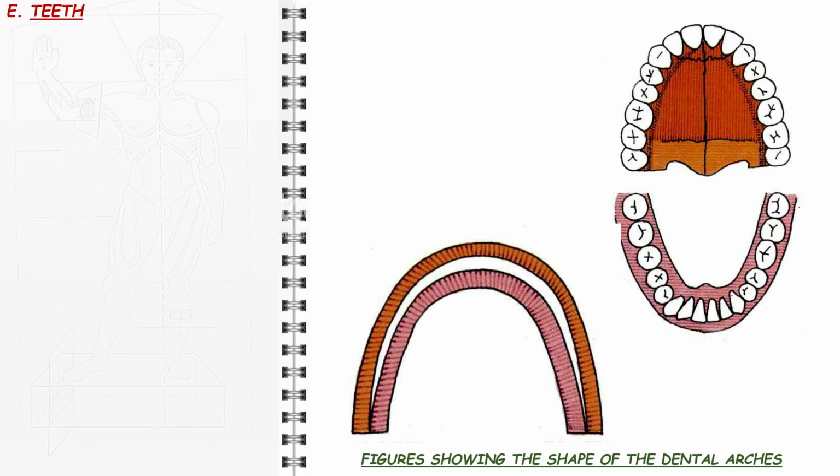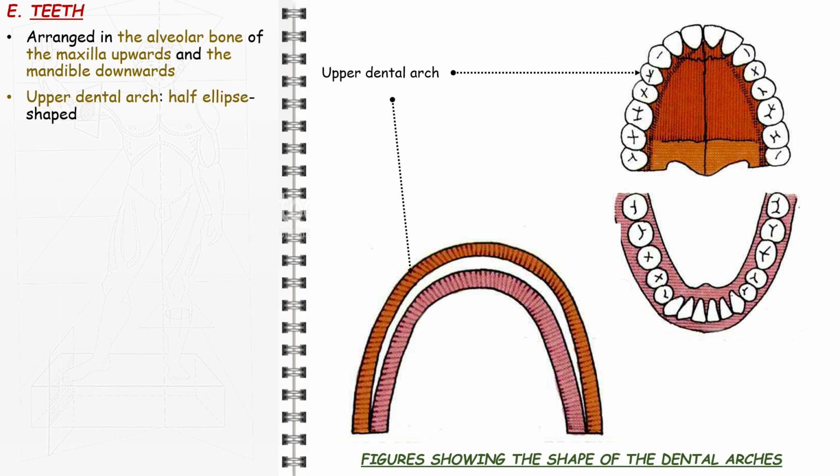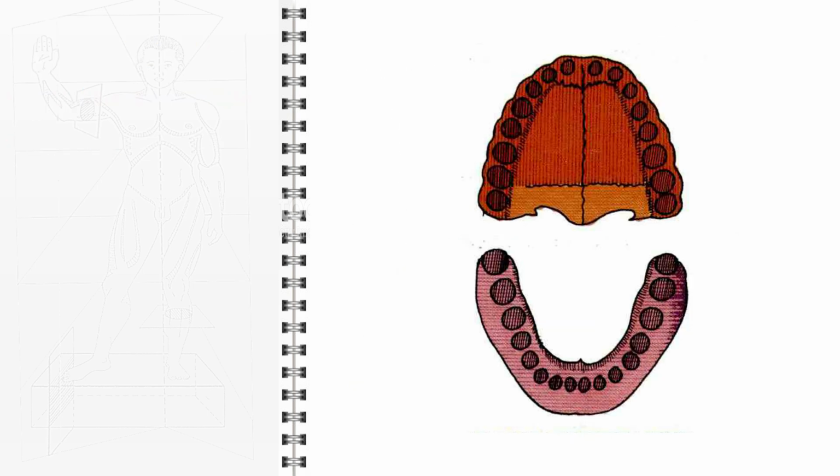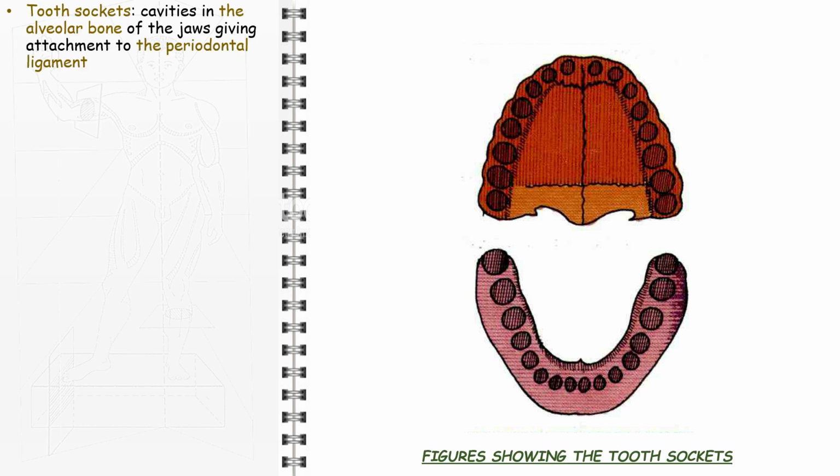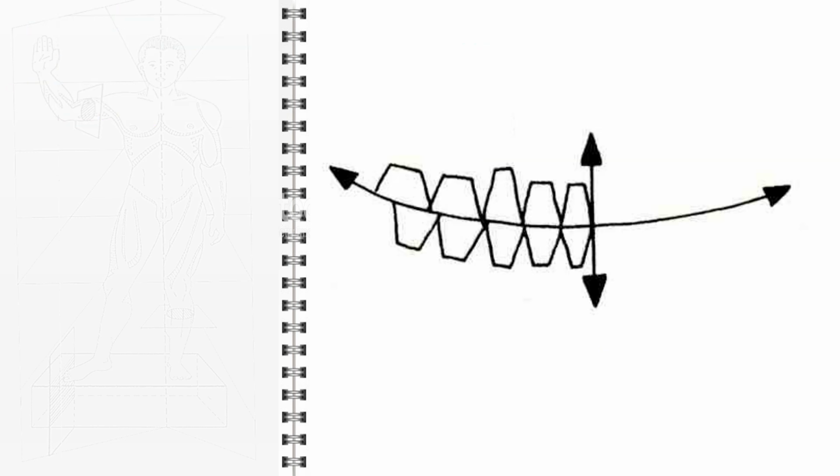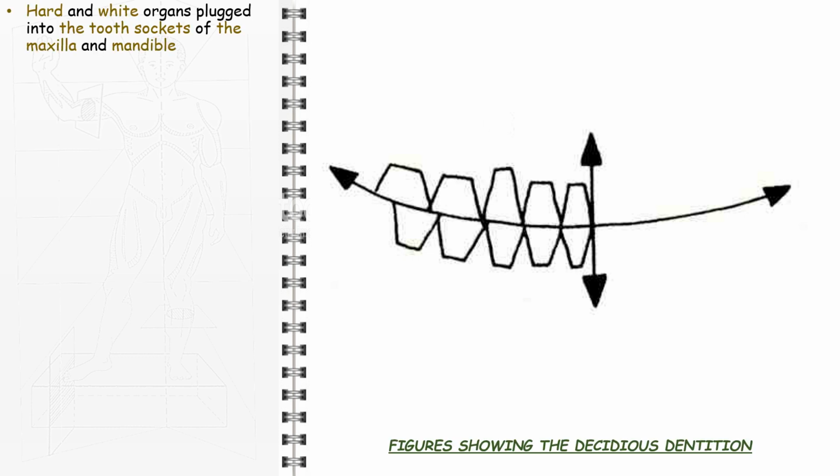The teeth are arranged in the alveolar bone of the maxilla upwards and the mandible downwards. The upper dental arch is half ellipse shaped and the lower dental arch is in the shape of a parabola. Tooth sockets are cavities in the alveolar bone of the jaws, giving attachment to the periodontal ligament, and which walls are projections of the alveolar bone between the teeth. The teeth are hardened white organs plugged into the tooth sockets of the maxilla and mandible.